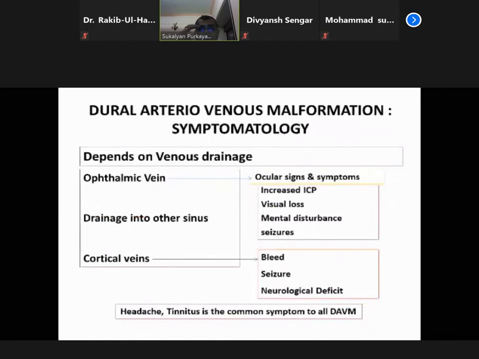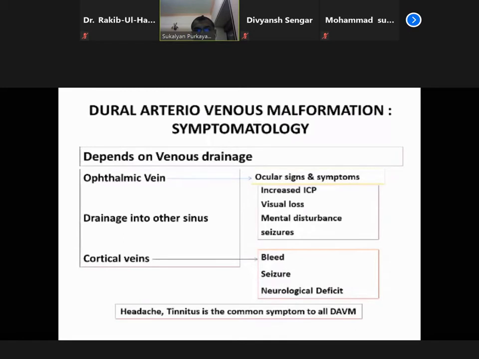So how do they present? The dural fistula usually presents depending on the venous drainage. Where there is venous hyperpressure because of the connection between the artery and the vein, those veins will dilate, and it will hamper the drainage of the normal structures which they were draining. So usually we see symptoms depending on that particular area. For example, if it drains into the ophthalmic vein, it can give rise to ocular symptoms.